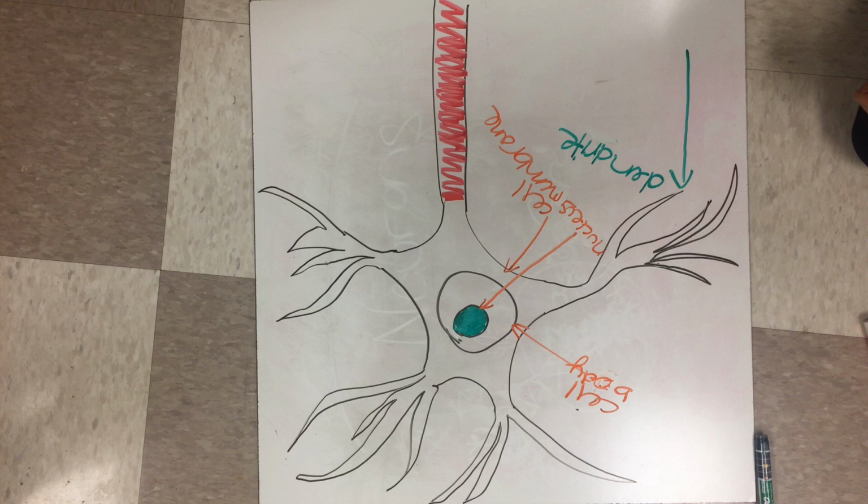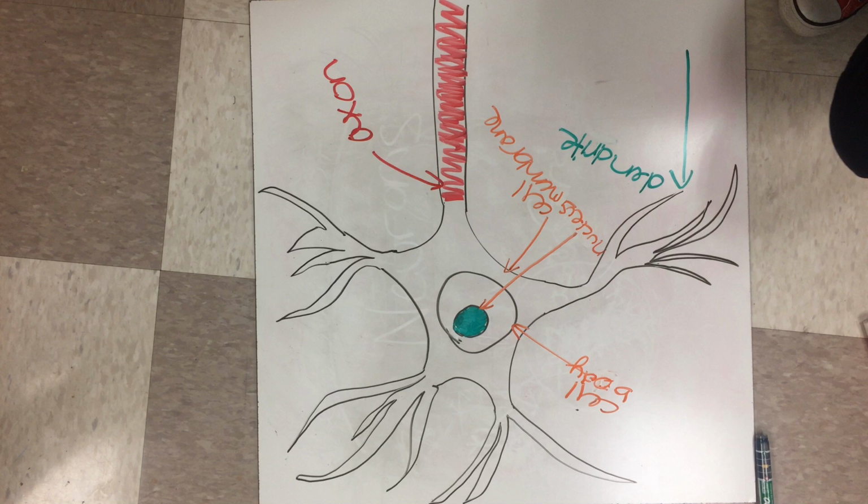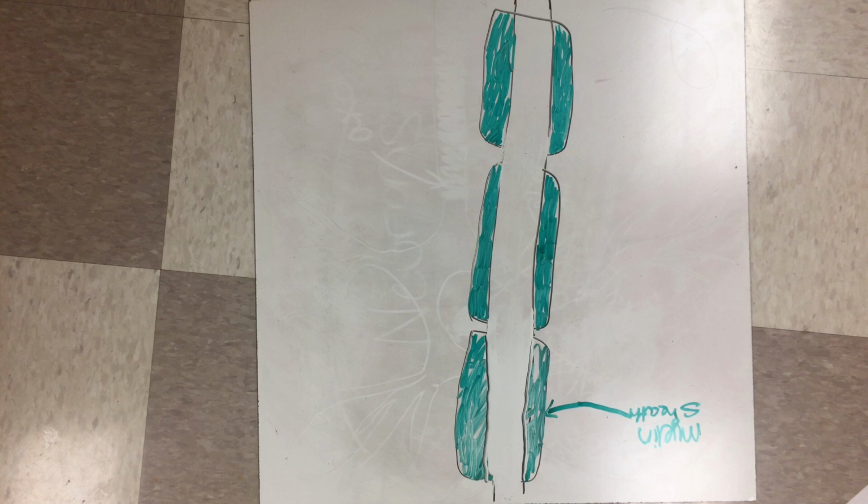The next structure, and one of the most important structures in the nerve cell, is the axon. The axon is an impulse-generating and conducting region. It carries the action potential throughout the nerve cell. The next structure along the axon is the myelin sheath. The myelin sheath is an insulating layer around the axon. This helps increase the speed at which impulses can go through the axon.